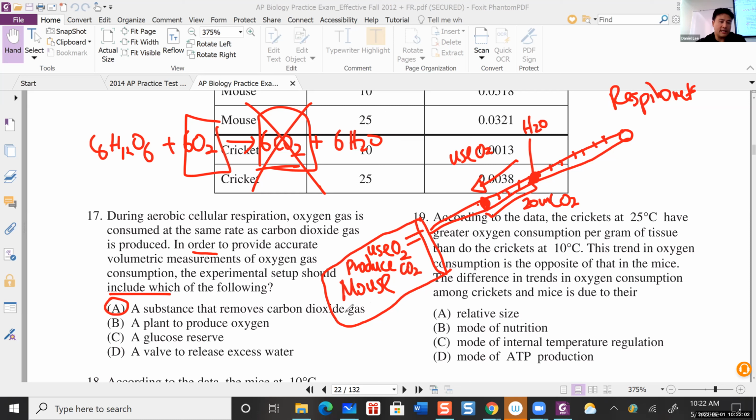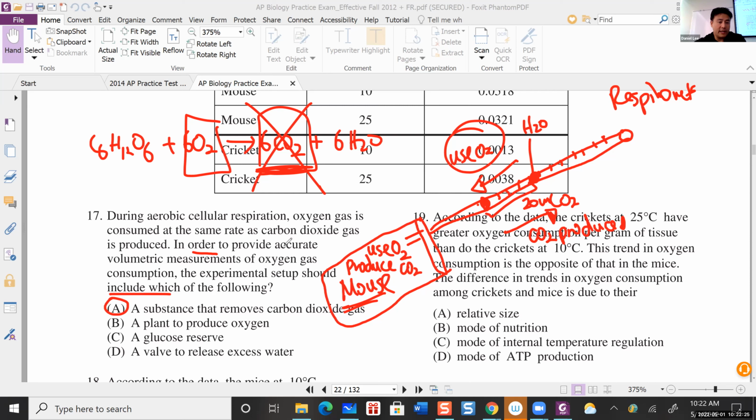You can put whatever organism in here. You can put crickets, you can put plants. This is a respirometer. It measures how much oxygen is consumed using a pipette. However, because of the CO2 produced, you are going to push the water back up. So CO2 is produced at the same rate, 6 and 6, and pushes it back up.